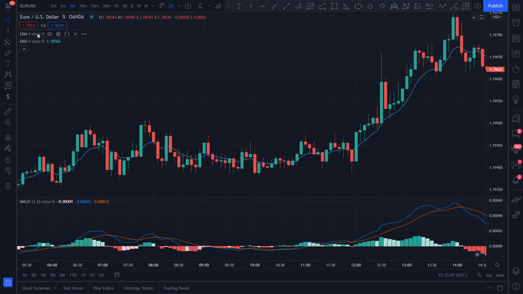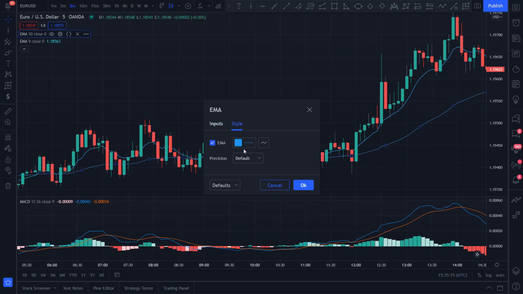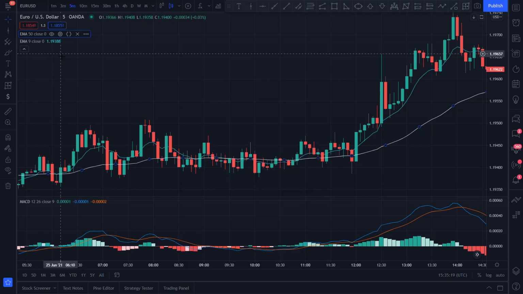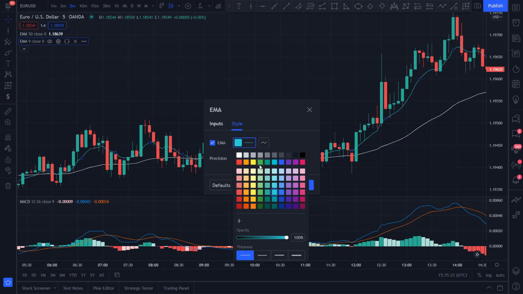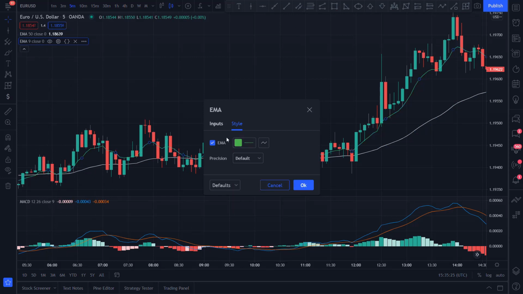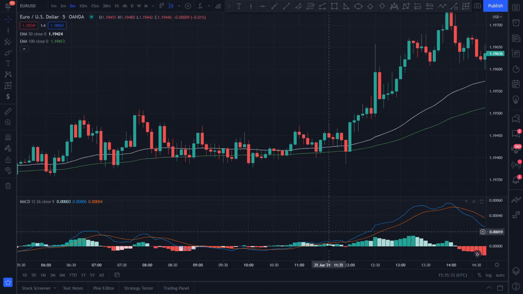First, we are going to set both of the EMAs to different settings. So go into the first one and set it to 50. Go to style and color it as you like. I will color mine white. Click OK. Go to the second one and set it as you like. I will set it to green. And for the length, we are going to use 100. So you have a 50 and a 100 EMA. We are going to leave the MACD settings as they are.